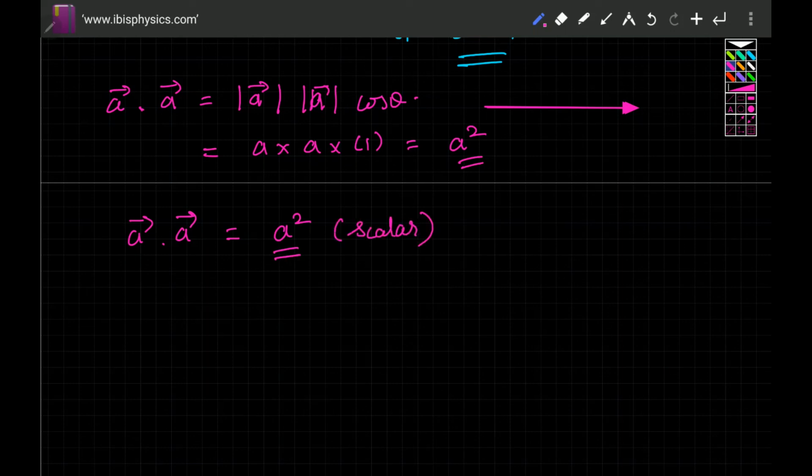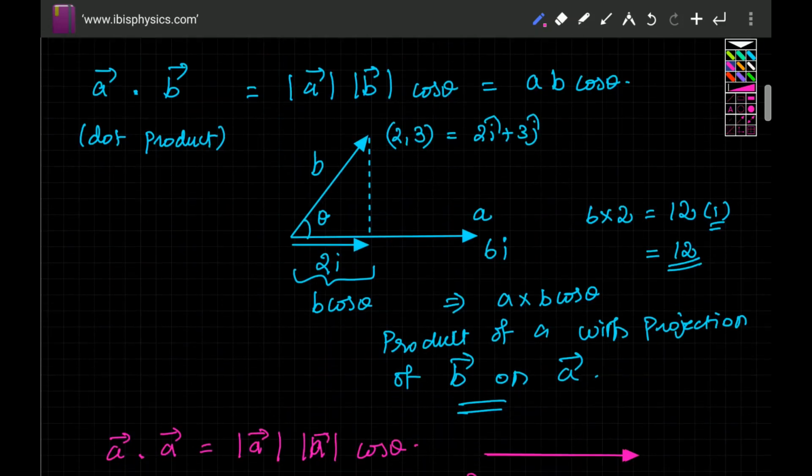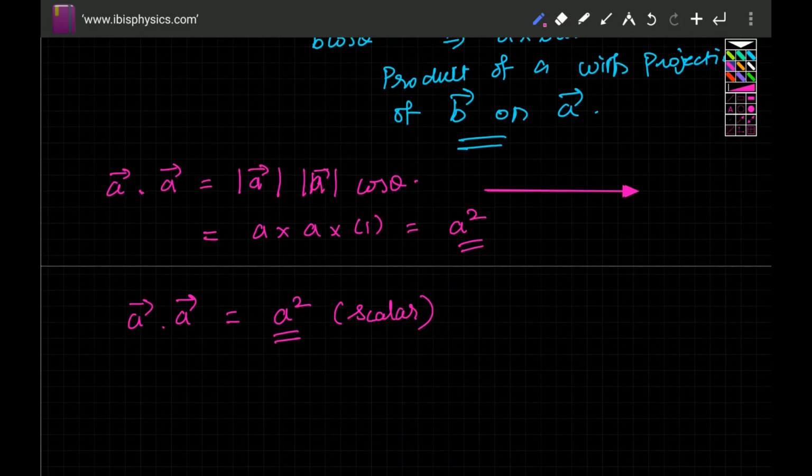So the square of a vector is a scalar, and the square of a vector cannot be a vector, because when you multiply a vector by itself through cross product, those two same vectors cannot form an area, so the value becomes 0. And because the effect of one vector on the same vector is 100%, the effect of A on A is completely A. That is why the product will give you A square. So this is a scalar.